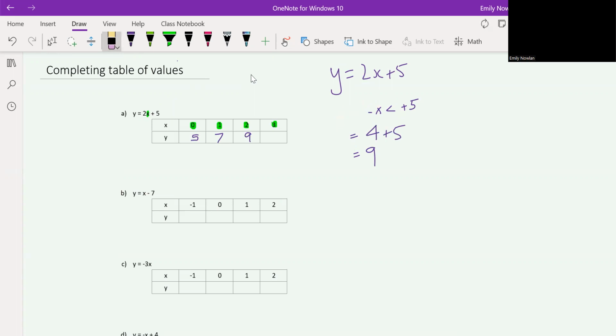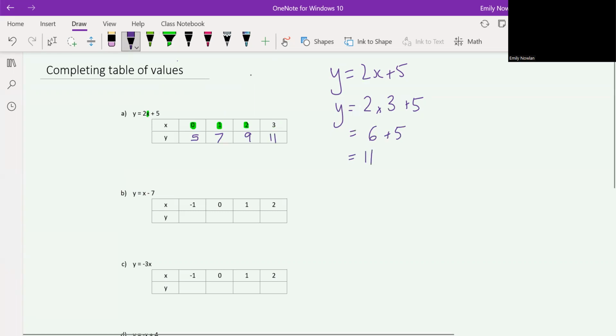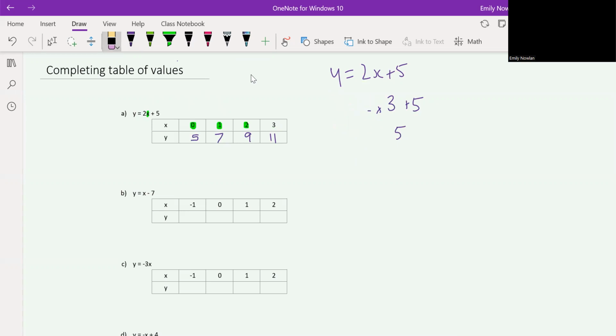Okay. Last one, we're going to change the x to the value of 3. So this is our last one here. We're going to let x equal 3. So we say y is equal to 2 times 3 plus 5. 2 3s are 6 plus 5. 6 and 5 gives you 11, and that's where you write your answer. Okay, so that's filling in the table of values.